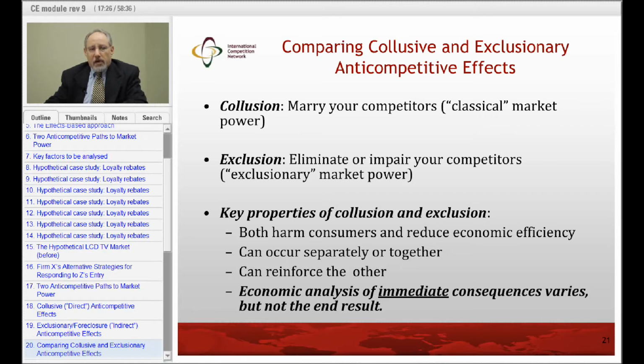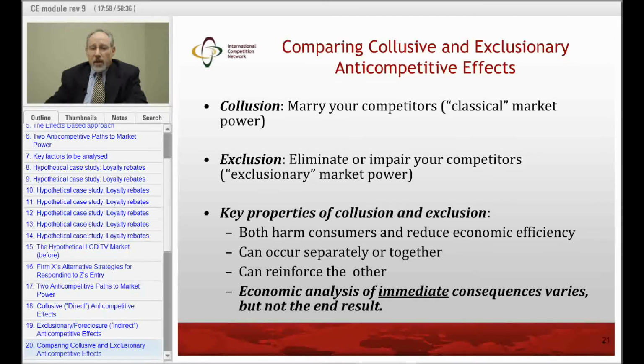They're both anti-competitive, but with collusion, the goal, if you will, is to marry your competitors. Collusion is always characterized by some direct relationship with rivals that allows them collectively to restrict output and raise price. With exclusion, instead of joining with competitors, the goal is to eliminate or impair a competitor. Sometimes collusion is called classical market power, whereas exclusion can be referred to as exclusionary market power.